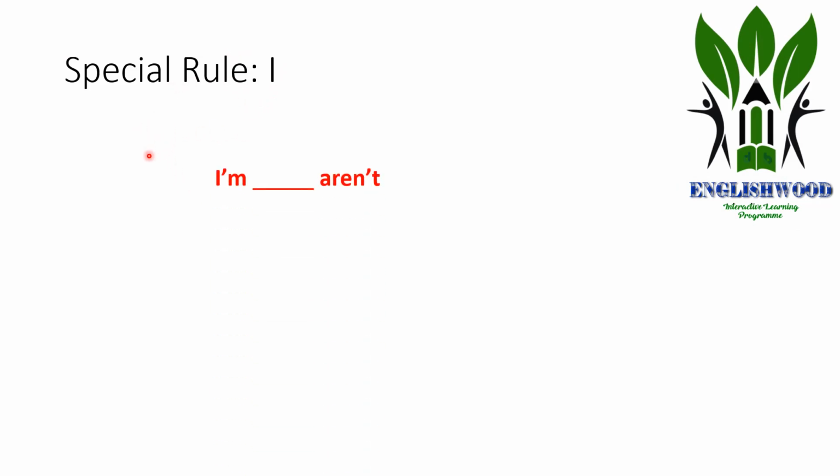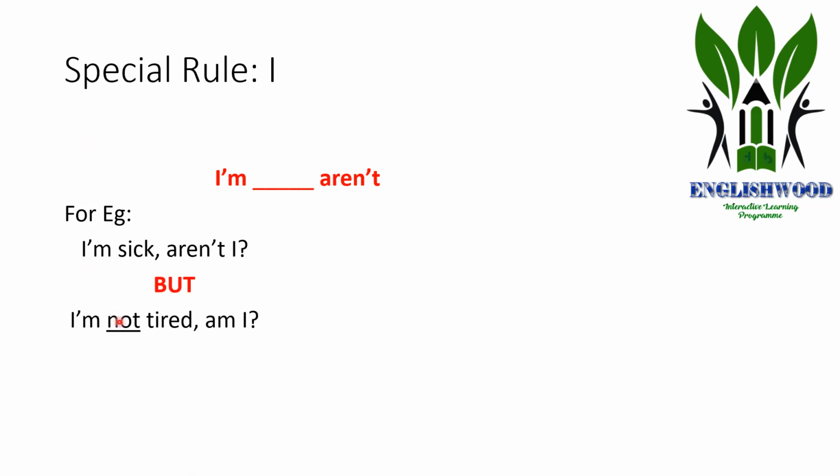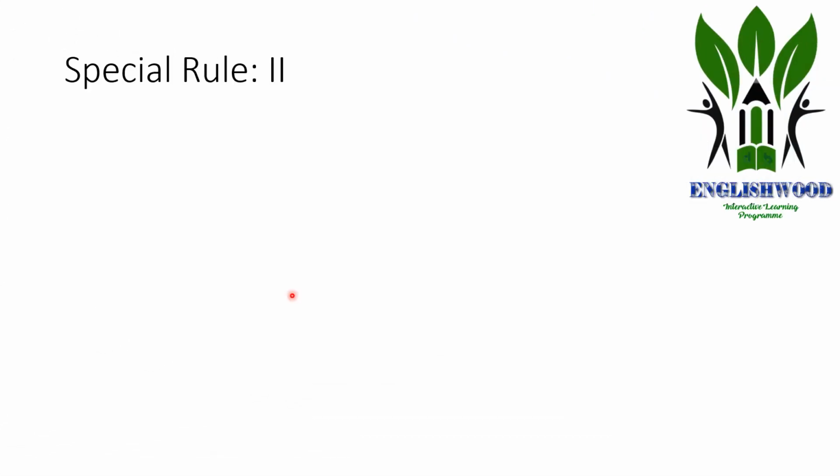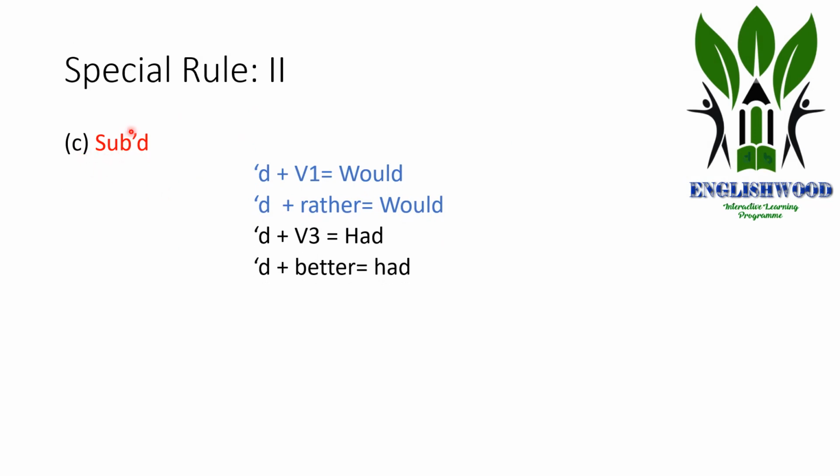So now let's learn some of the special rules of the question tag. Special rule number 1. We have already learned this also. Look, I am changes into aren't. Example: I am sick, aren't I? This is a very important thing that you should remember. It might be asked in the examination too. But I am not tired, am I? So affirmative I am changes into aren't, but I am not changes into am I. Remember this one.